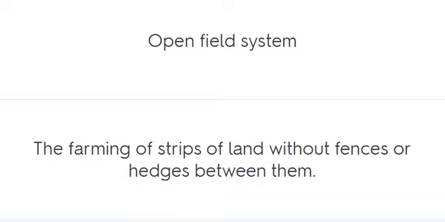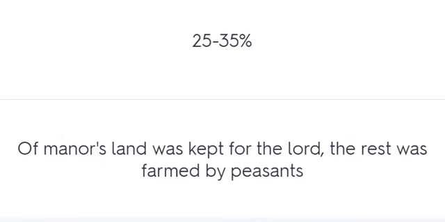Open field system. The farming of strips of land without fences or hedges between them. 25 to 35% of Manor's land was kept for the lord, the rest was farmed by peasants.